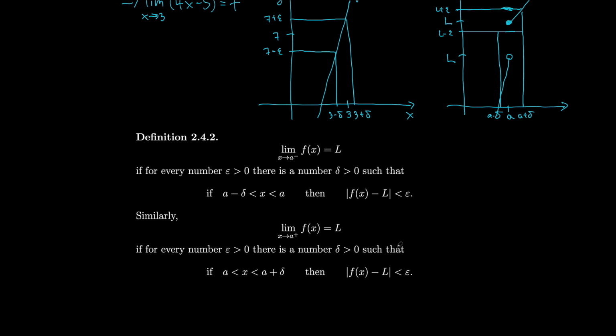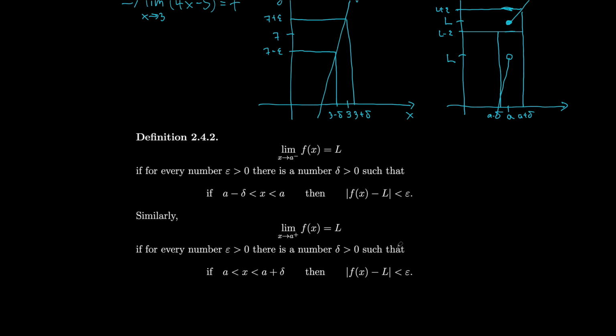Okay, let's talk about right and left-hand limits. For a formal definition, the limit of f of x equals L as x approaches a from the left if for every number epsilon greater than 0, there is a number delta greater than 0, such that if a minus delta is less than x is less than a, then f of x is within epsilon of L.